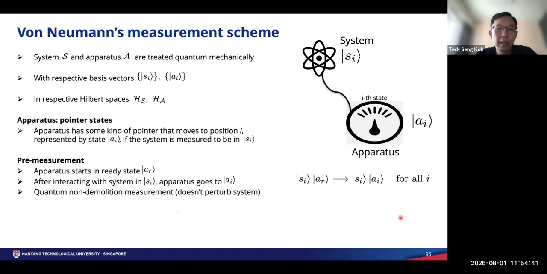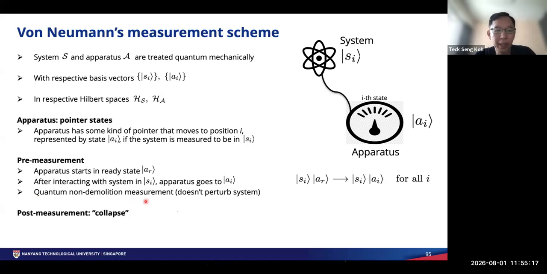Von Neumann's model is this: the system and apparatus are both treated as quantum systems. The system starts in some state, and the apparatus starts in a ready state, hence the subscript R. When there's an interaction, the apparatus faithfully records what state the system is in. Let's say the system is in the ith state, the apparatus will go to the ith apparatus state. So this is a toy model, von Neumann's measurement scheme. It's a quantum non-demolition measurement. It doesn't perturb the system.